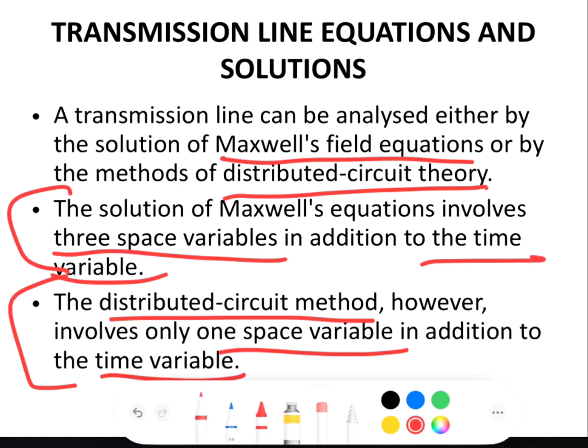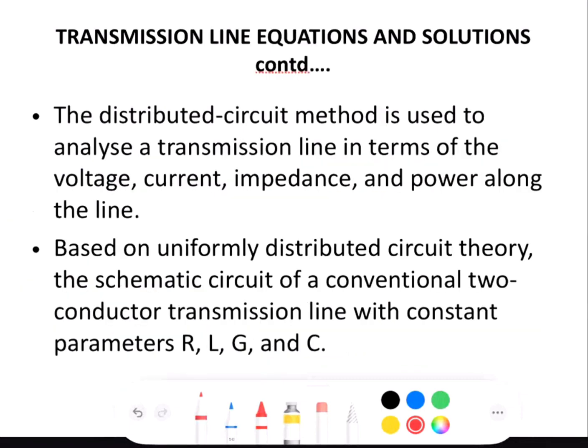Okay, so these are the differences when we analyze transmission lines by these two methods: the Maxwell's field equation method and the distributed circuit theory method. In Maxwell's equations, three space variables are considered in addition to the time variable, but in the distributed circuit method, one space variable is considered in addition to the time variable. Here we are making use of the distributed circuit method. It is used to analyze a transmission line in terms of voltage, current, impedance and power along the line.